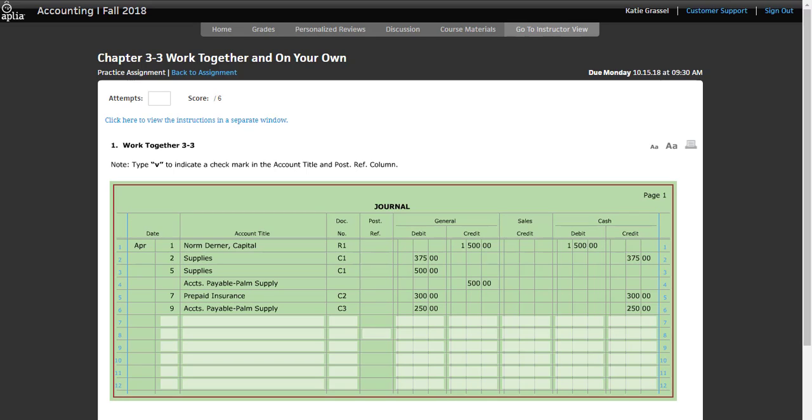Now, when we went through and did 3-2, we had a transaction that took 2 lines, okay? And that was when we bought supplies on an account. And then there was no special column for supplies and no special column for our accounts payable. So when we have a transaction that takes 2 lines, you also need to make sure that you record the debit first and then the credit.